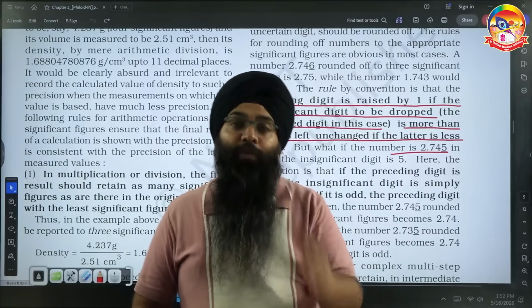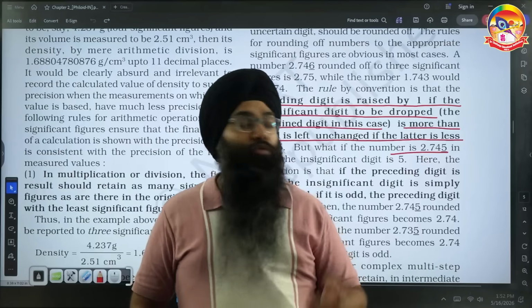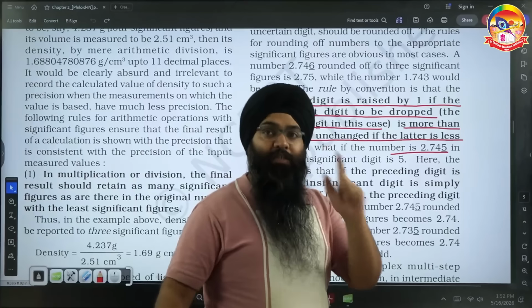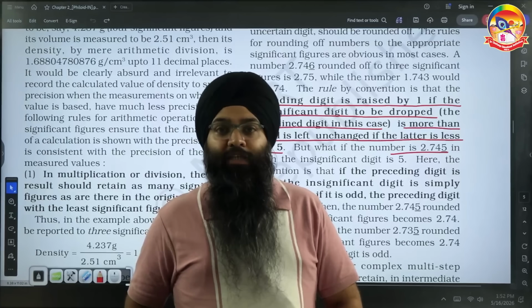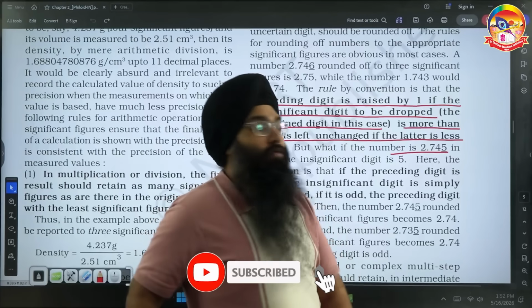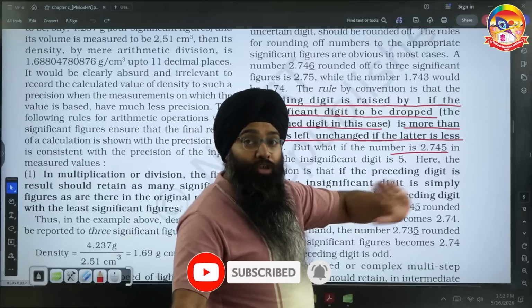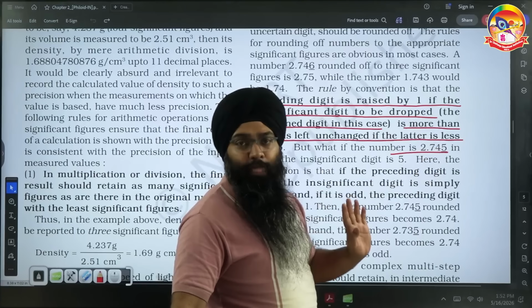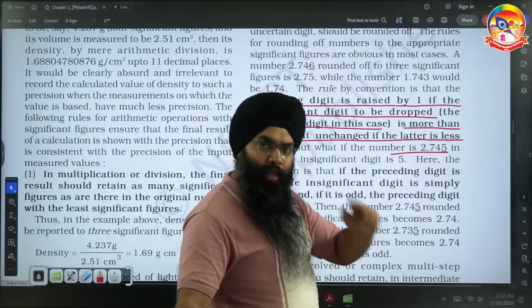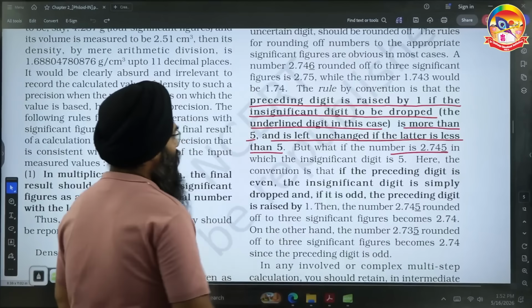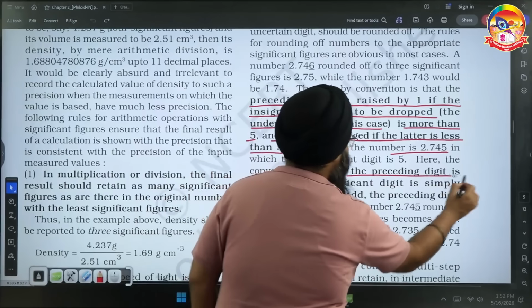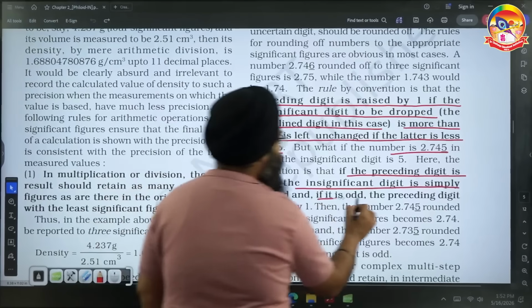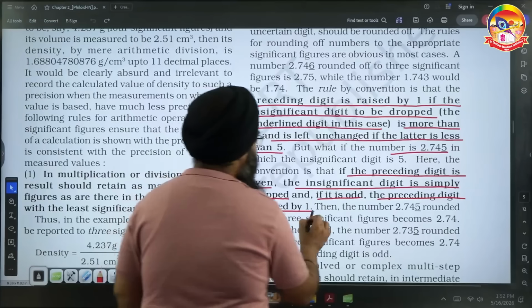When the digit to be dropped is equal to 5, you have to check the previous number. If that previous number is even, there is no change: you simply drop that digit and do not raise any number by 1. But if the previous digit is odd, then raise that number by 1. It is written here also that if the preceding digit is even, the insignificant digit is simply dropped, and if it is odd, the preceding digit is raised by 1.